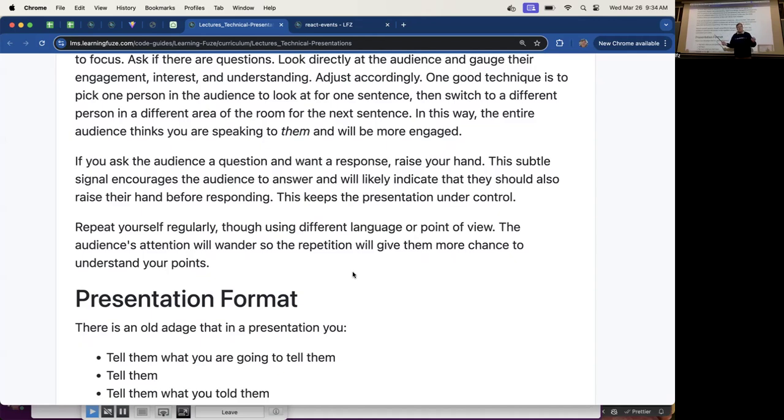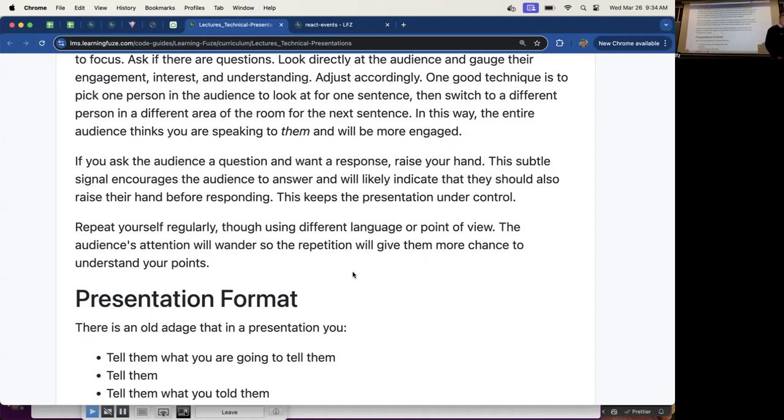Now, maybe the second and third and fourth times you say it, you might use different terms, different examples, but you're basically repeating the same thing over and over again. You're telling them the same things. So don't feel bad about doing that. In fact, do it on purpose, even though it might seem weird. So in other words, presentations should not be dry.